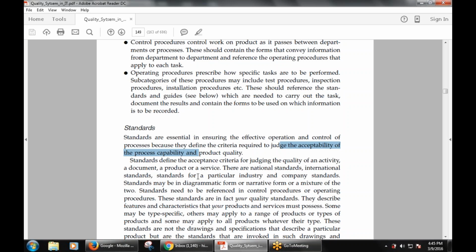Standards define the acceptance criteria for judging the quality of an activity. That is how we can judge the activities. That is the standards.